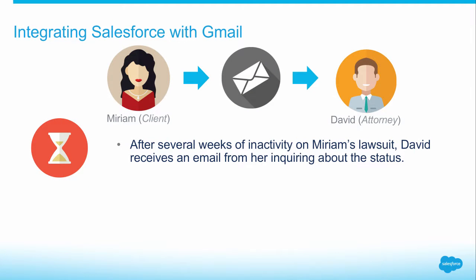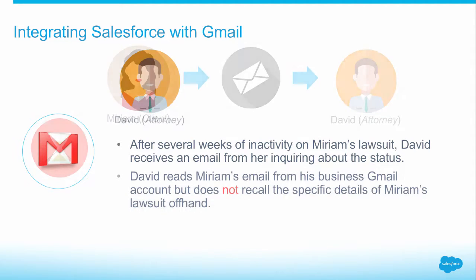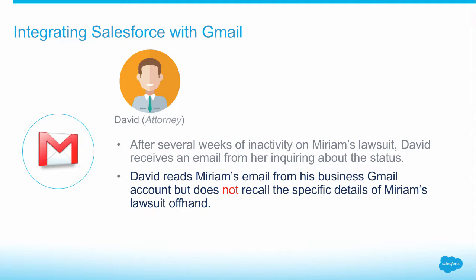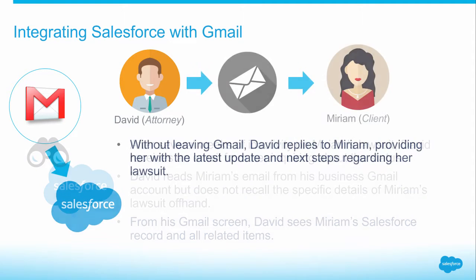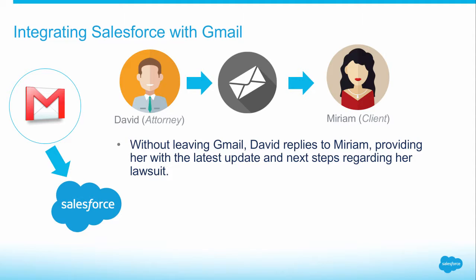After several weeks of inactivity on Miriam's lawsuit, David receives an email from her inquiring about the status of her case. David reads Miriam's email from his business Gmail account, but he does not recall the specific details of Miriam's lawsuit offhand. From his Gmail screen, David sees Miriam's Salesforce record and all of the related items. Without leaving Gmail, David replies to Miriam, providing her with the latest update and the next steps regarding her lawsuit.